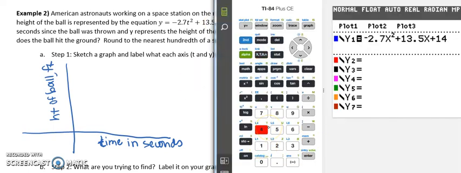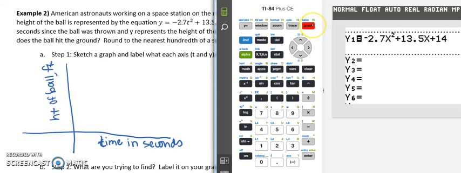This is a good time for me to remind you, you can always go back and rewatch. You can pause me if I'm going too fast. It is within your control. You are in control of your education right here. So I'm going to go ahead and hit graph.